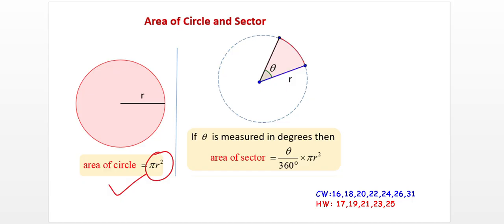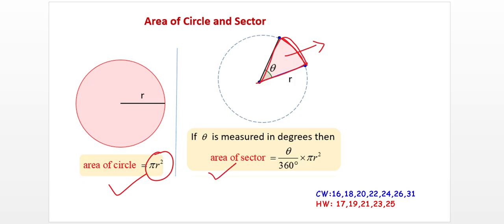It is pi r squared, right? And if I want to find the area of a sector, this shaded part is called the sector. As I told you, it has an arc with two radii. So this is the sector. It's like a piece of cheese. Okay. Now, how do we find the area of the sector?